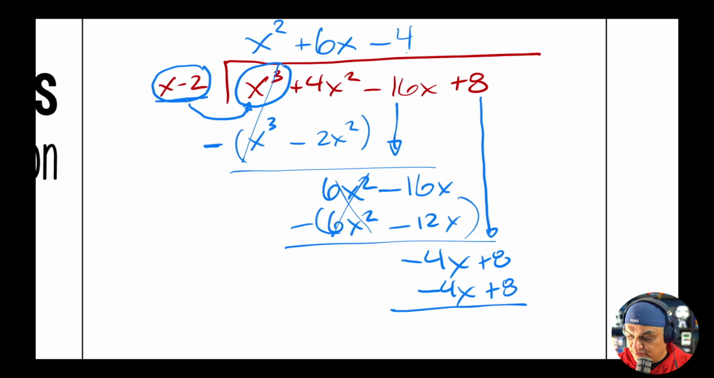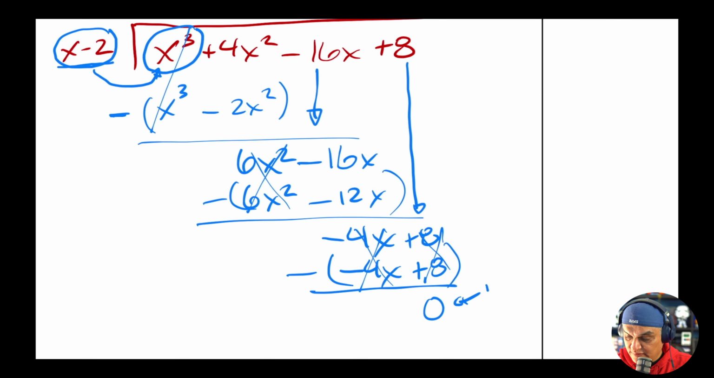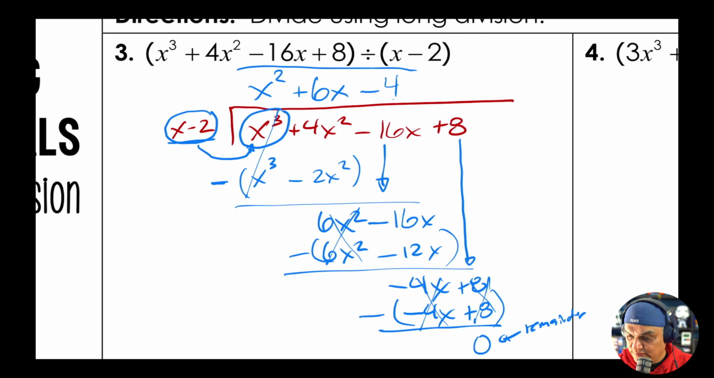And now when I subtract the whole thing, so subtract parentheses, negative 4x minus negative 4x, well, this becomes plus, right? So negative 4x plus 4x will give me 0. And 8 minus 8 is also 0. So we get 0, so there's no remainder. This is the remainder. There's no remainder. And we like that. So that means this is my answer.